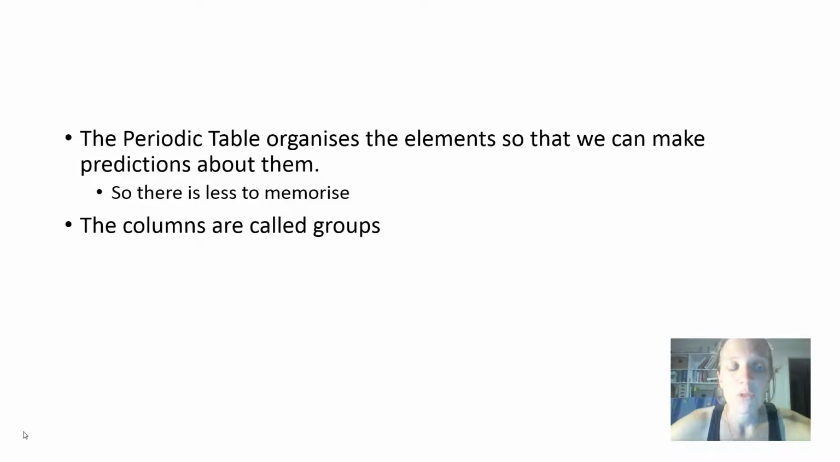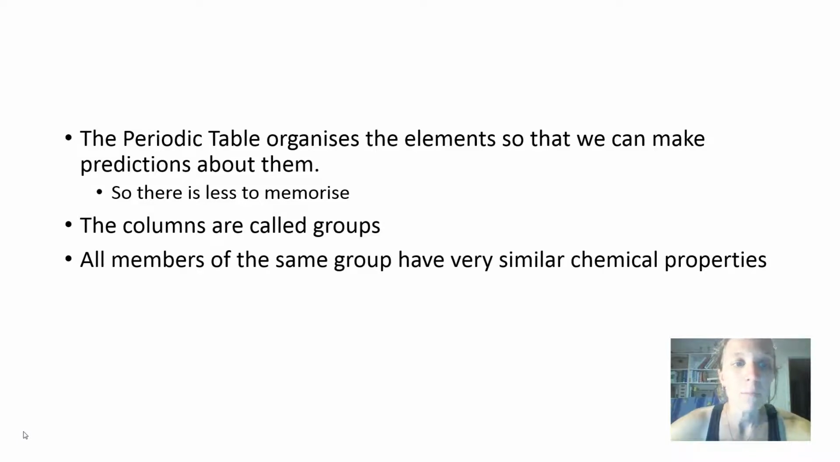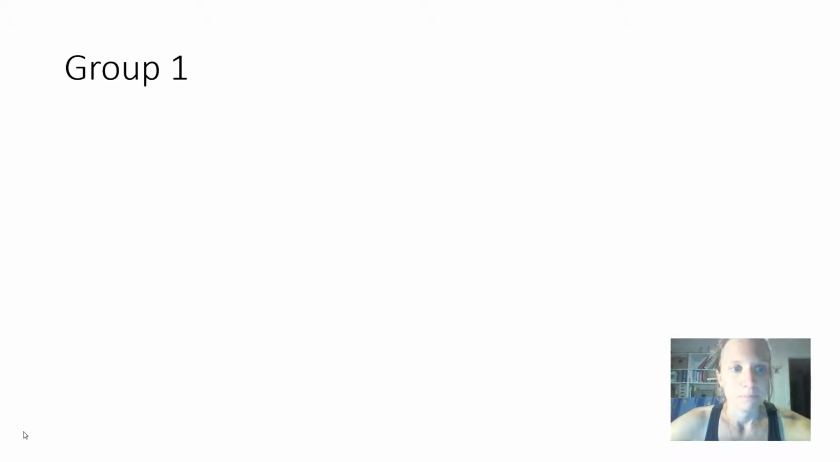It's important to note that the columns in a periodic table, remember columns are the vertical ones, are called groups when we talk about the periodic table. All members of the same group, that means all members in the same column, have very, very similar chemical properties. Let's have a look at 3 of those groups as an example.